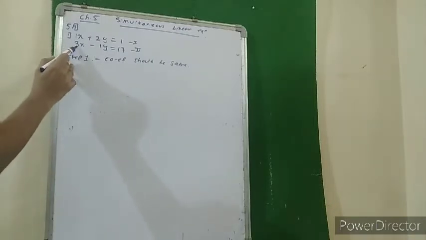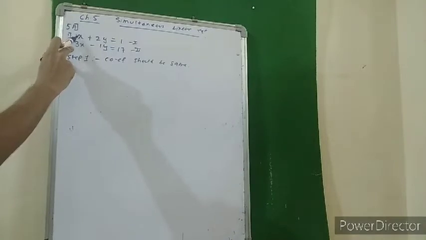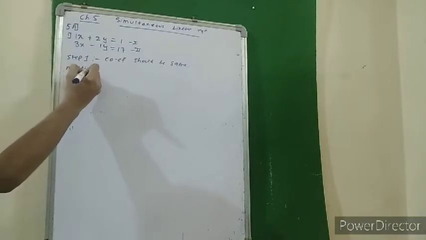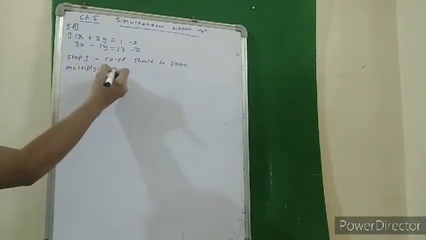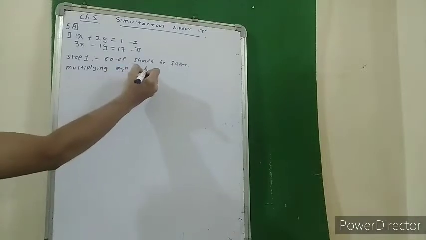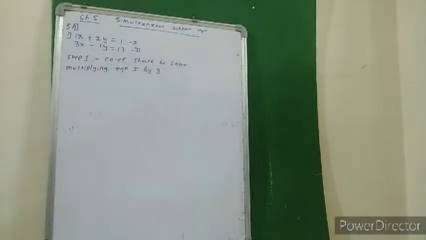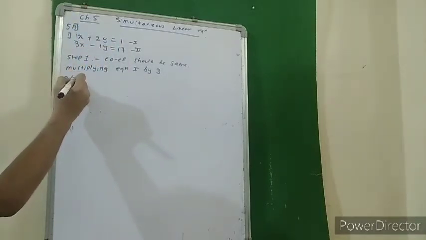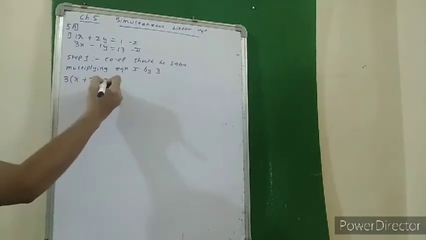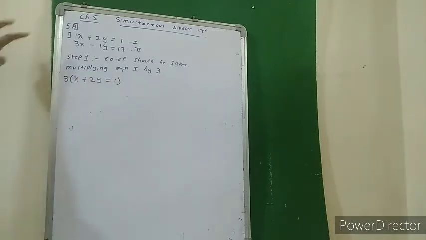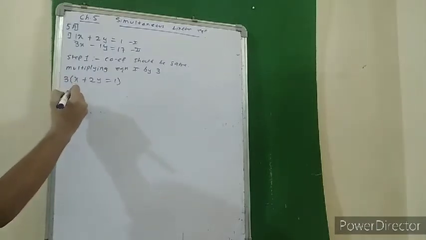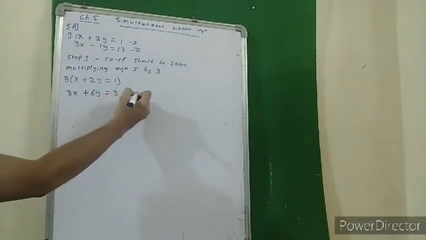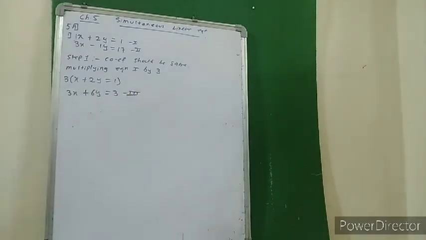So if we have 3 over here, I bring 3 over here by multiplying equation 1 by 3. If I am multiplying equation 1 by 3, what will happen? 3 multiplied by x plus 2y is equal to 1. So we have 3x plus 6y is equal to 3. We have the new equation, that is 3x plus 6y is equal to 3.